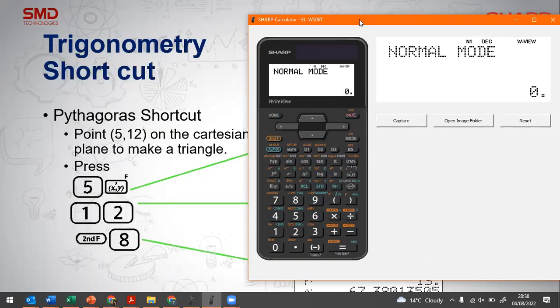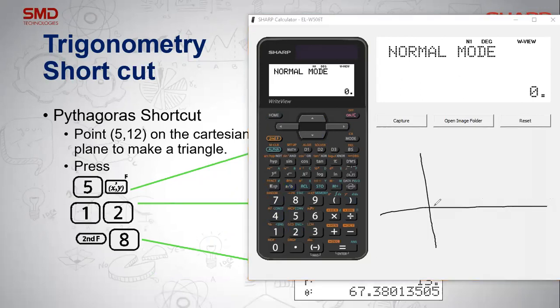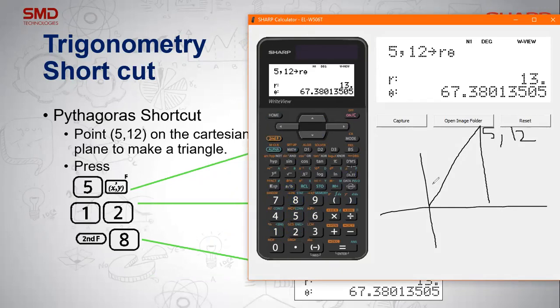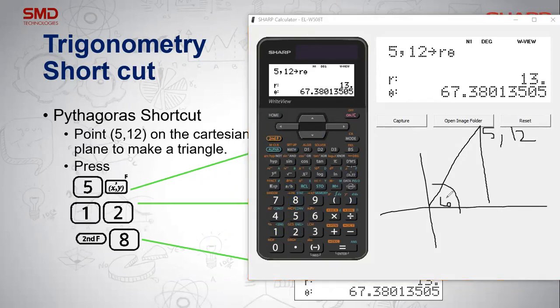What's also cool is you can use Pythagoras in normal mode to find your hypotenuse and the angle that your hypotenuse makes with the x-axis. So for example, if I have a coordinate, let's call it 5 and 12, what I can then do is press 5, press your x, y in brackets button, press 12, and then say second function. And now we're going to press 8 to go to r theta. So hypotenuse is 13, and the angle that the hypotenuse makes with the x-axis is 67 degrees.